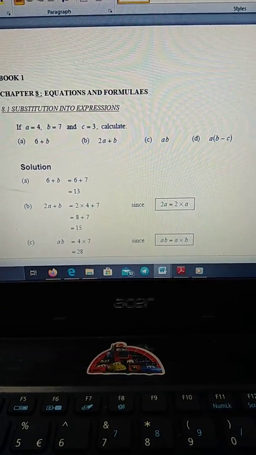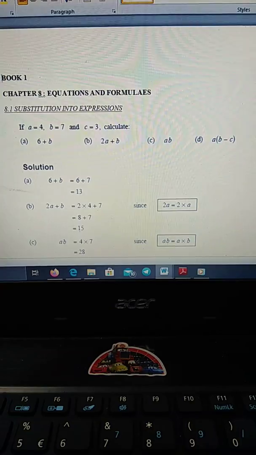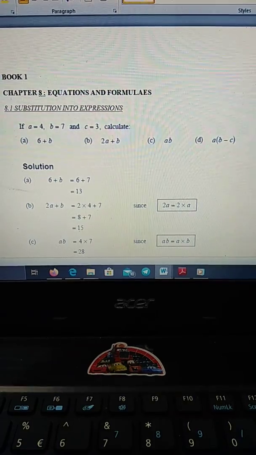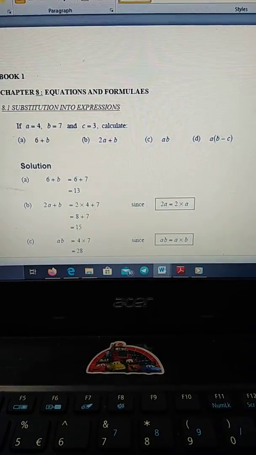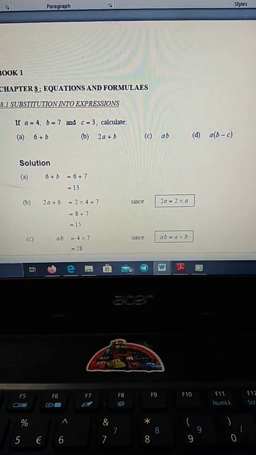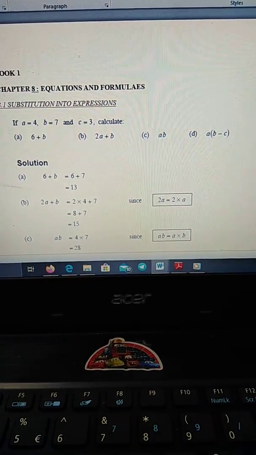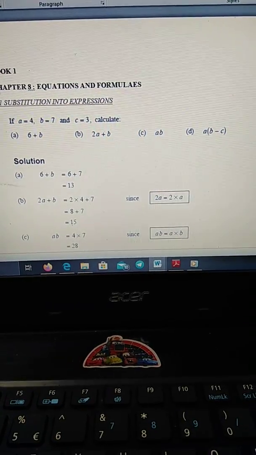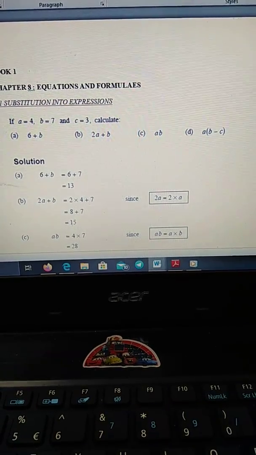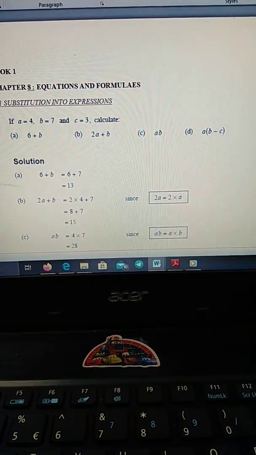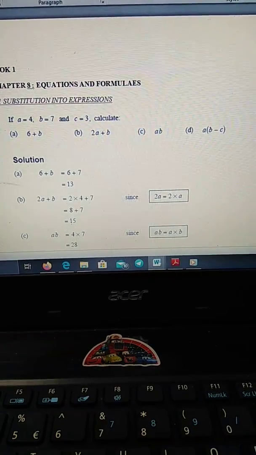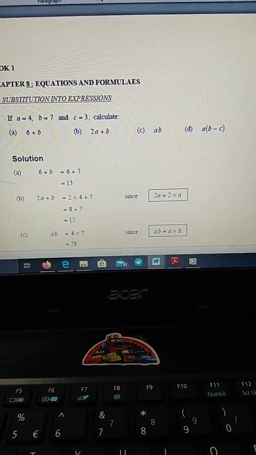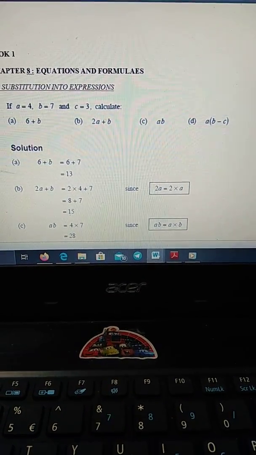Now, if you look at question B, that is 2A plus B. You must remember 2A is equal to 2 multiplied by A, or 2 times A. Okay, 2 times an unknown plus another different unknown. So you have your working there, 2 times 4 plus 7. Do remember your BODMAS. You must do your multiplication first. So 8 plus 7 is equal to 15.